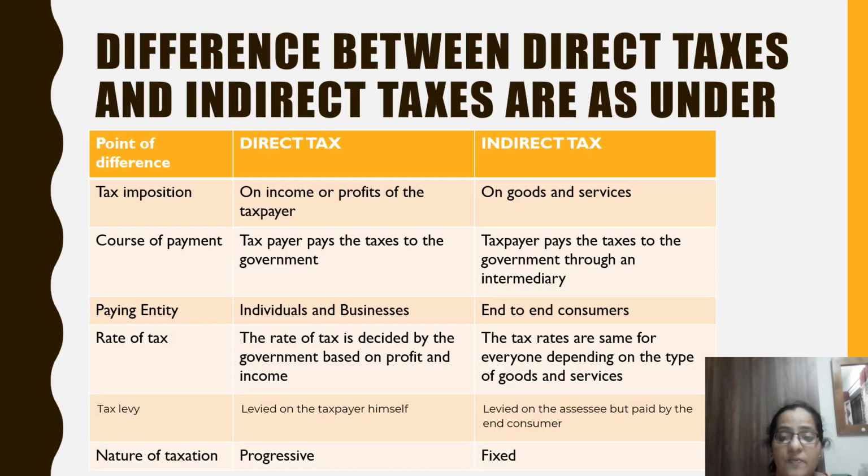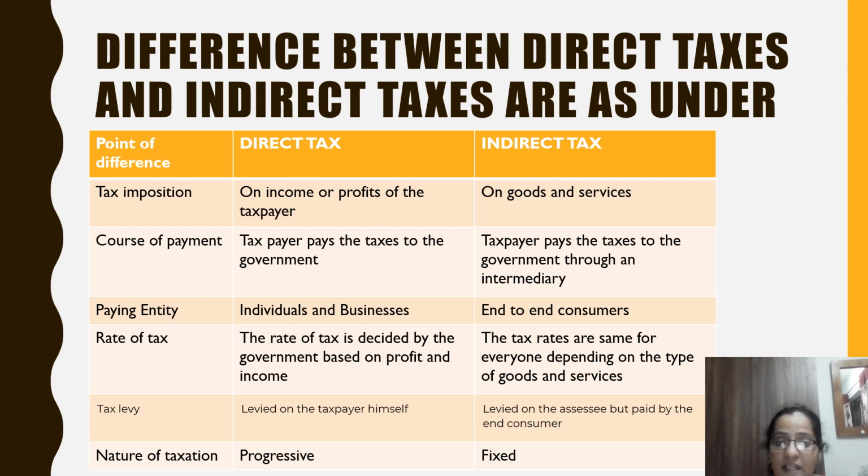Now, the difference between direct taxes and indirect taxes. First parameter, tax imposition. It is tax on the income or profit of the taxpayer under direct taxes. Under indirect taxes, it is on goods and services. Course of payment: under direct taxes, the taxpayer pays the tax to the government. Under indirect taxes, the taxpayer pays the tax to the government through an intermediary.